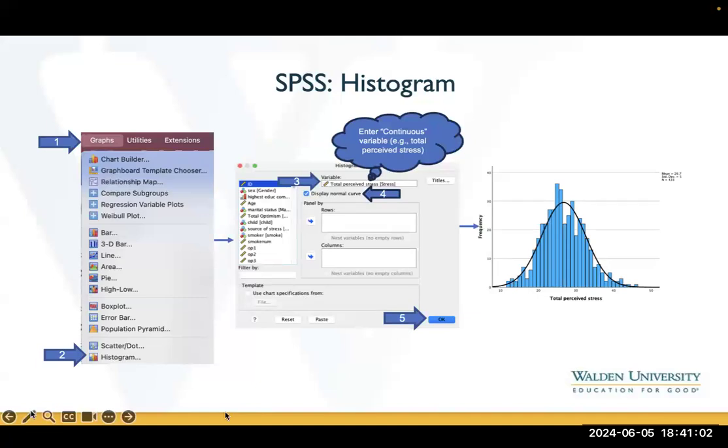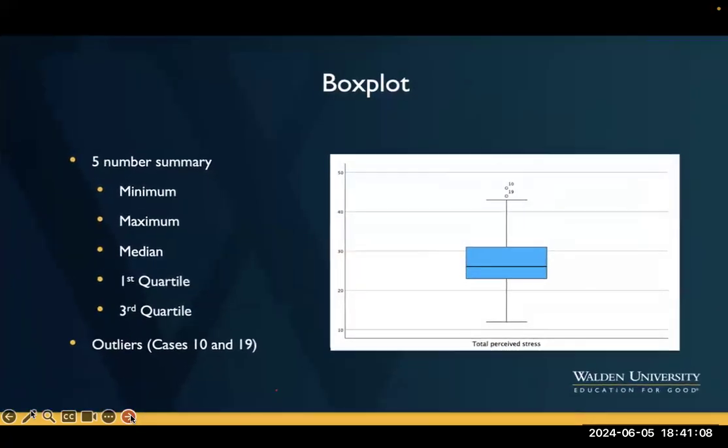Now, let's go through the presentation, and we'll get back in SPSS. But now, there's another one that you can do, the box plot. Very useful graph for continuous or scale data.